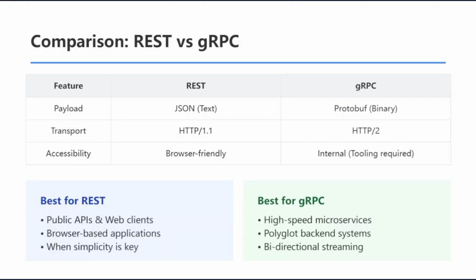However, for your internal microservices, the engine room of your application, gRPC is the powerhouse. It's ideal for low-latency communication and polyglot environments where you have services written in different languages that need to talk to each other as fast as possible. In short, use REST for the public front door and gRPC for the high-speed internal corridors.